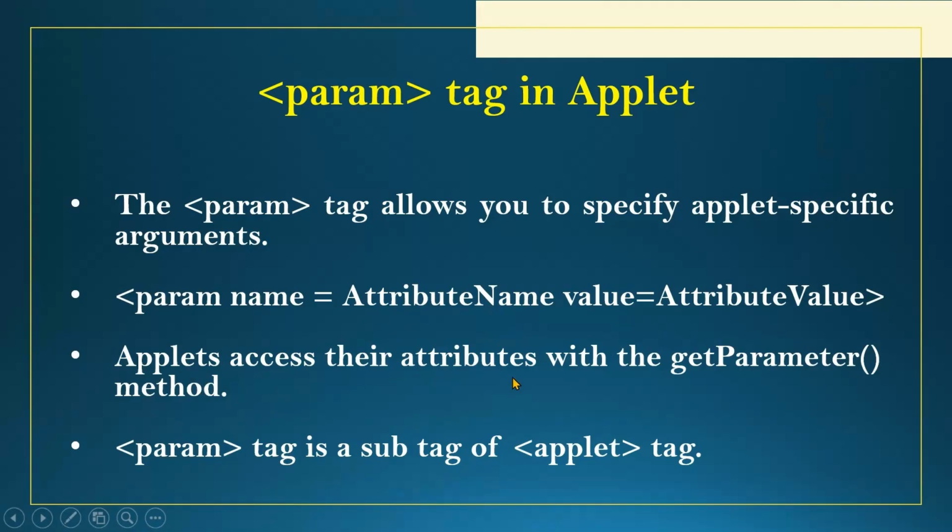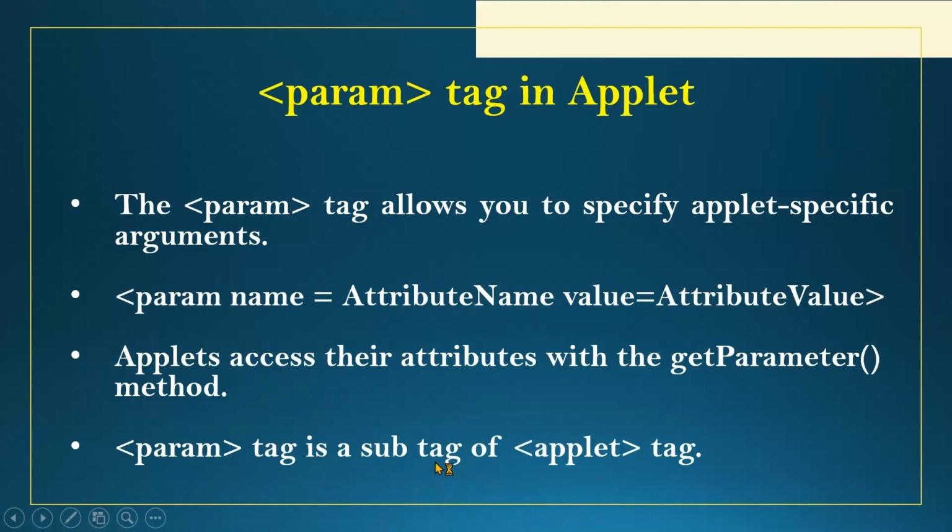Applets access their attributes with the getParameter method. Suppose you want to access this value in the Java program, you need to use one method called getParameter, and you give the name of the parameter here. Suppose I said color here, you write getParameter in double quotes, you write color. Then your answer will be red. Like that, you can write a number of parameters. For all attributes, you can apply getParameter and give the parameter name. When you give the parameter name, the attribute value will be extracted.